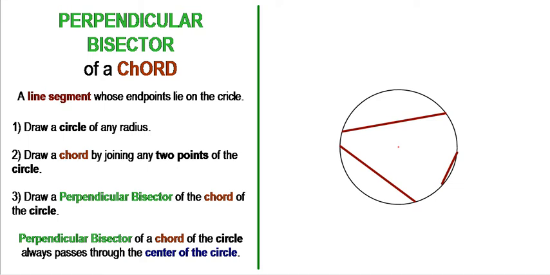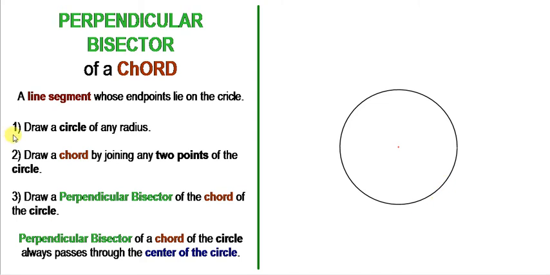So first you should know what is a chord. Here you have the definition of chord: a line segment whose endpoints lie on the circle. Like you can see these line segments, all of these three line segments have their ending points lying on the circle. So these three line segments are known as chords of the circle. Right, so you have understood what are chords of the circle. Now let's discuss and draw perpendicular bisector of these chords.